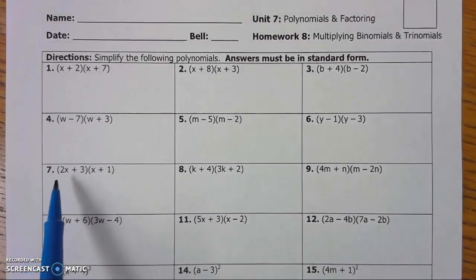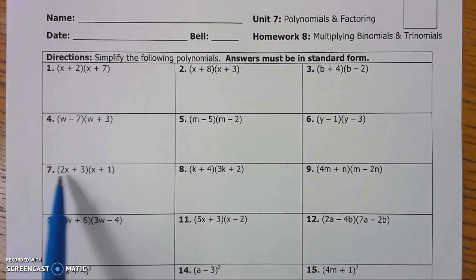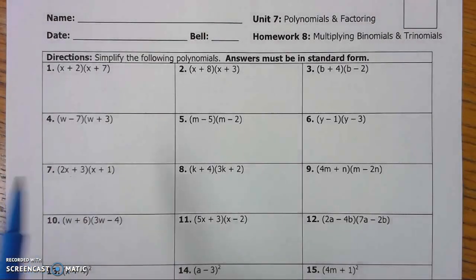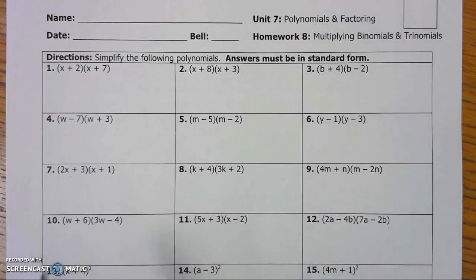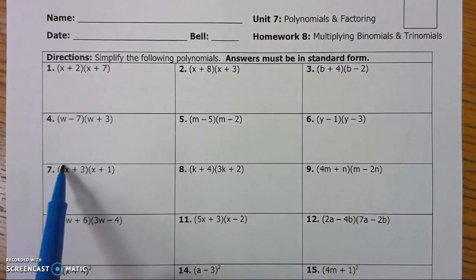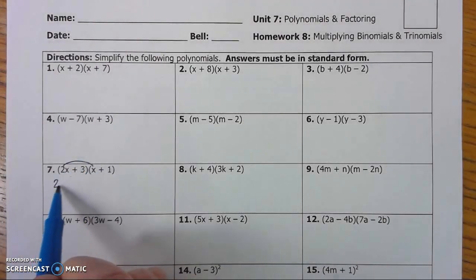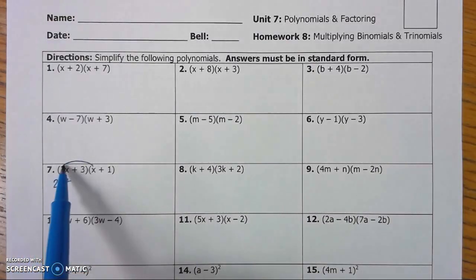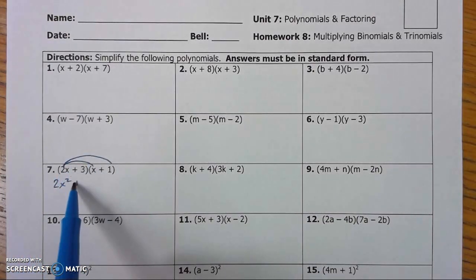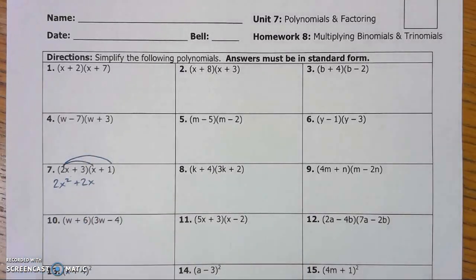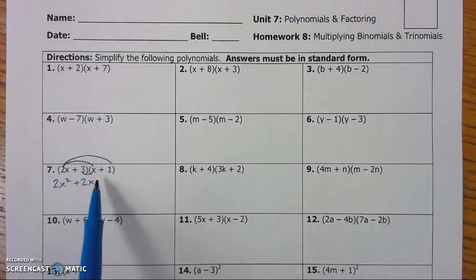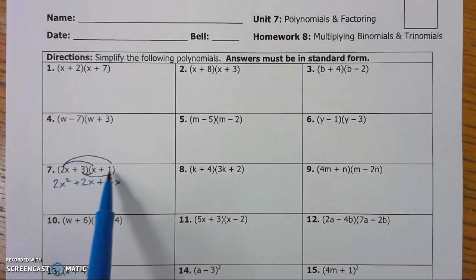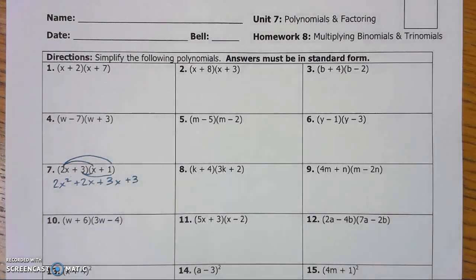Okay, so we're going to remember that when we have a binomial times a binomial, we're going to distribute each term in the binomial. So I have to distribute the 2x and then distribute the 3. Okay, so 2x times x is 2x squared. And then 2x times 1 is 2x. Okay, I'm done distributing the 2x, so I'm going to move on to the 3. 3 times x is 3x, and 3 times 1 is 3.